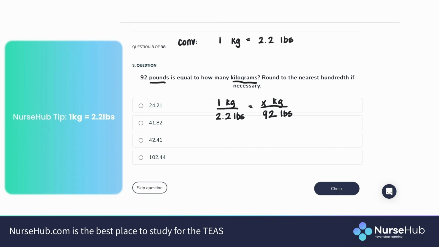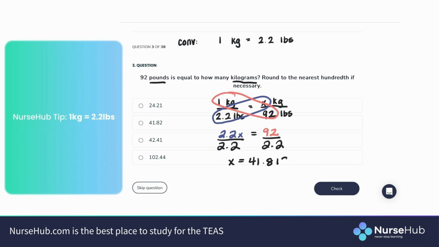Now we cross multiply. So I like to start with the x value, so 2.2 times x just gives us 2.2x, which is equal to 1 times 92, which gives us 92. We divide both sides by 2.2 to solve for x, and we get x is equal to 41.818, and you see it'll continue forever.